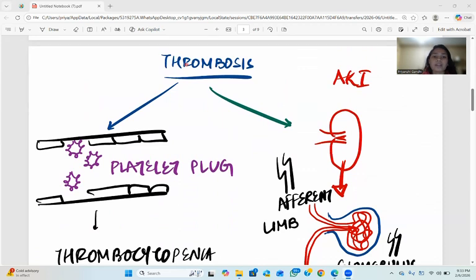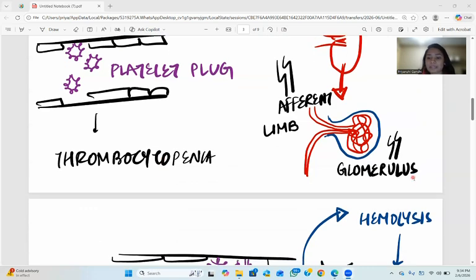If you may recall, endothelial injury is one of the components of the Virchow triad, and hence the endothelial injury causes platelet plug formation, the first stage of primary hemostasis, which causes platelet consumption, and hence thrombocytopenia, the first component of the triad of HUS. The second component is acute kidney injury, and it's of intrinsic type because this thrombosis involves the efferent limb and the glomerulus as well.